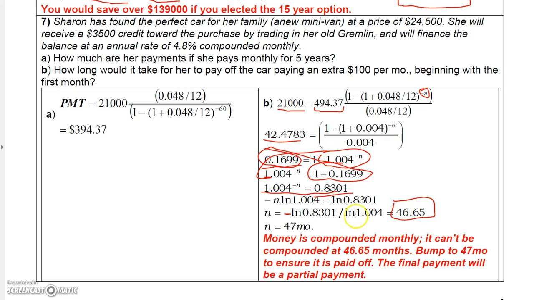46.65, but you can't do in-between payments, so we'll just say 47 months. So she's going to have to make payments for 47 months. She's able to reduce it from 60 months to 47 months by making that extra $100 payment.